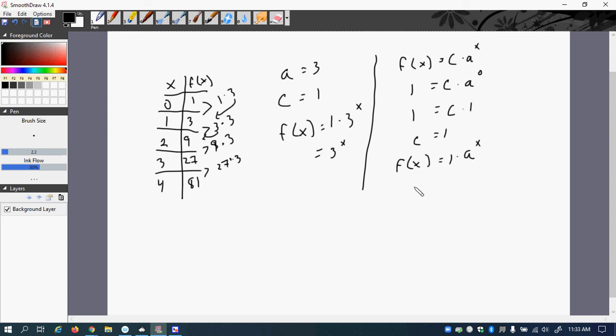I pick another point. That would be 3 equal to 1 times a to the 1. And so 3 equals a. Now I have the same equation as I did before, just 3 to the x. So this is just two different ways of doing it: either looking at the table and seeing the pattern, or plugging points into the equation to build the equation in the end.